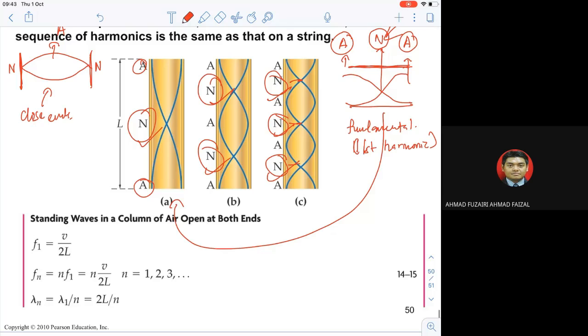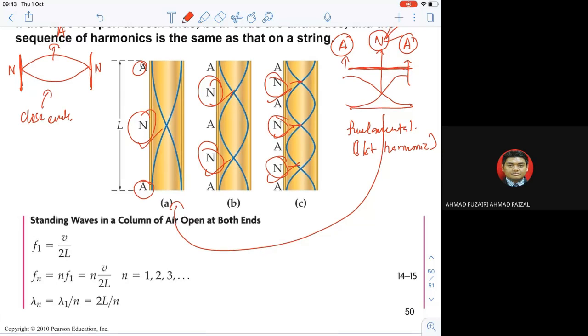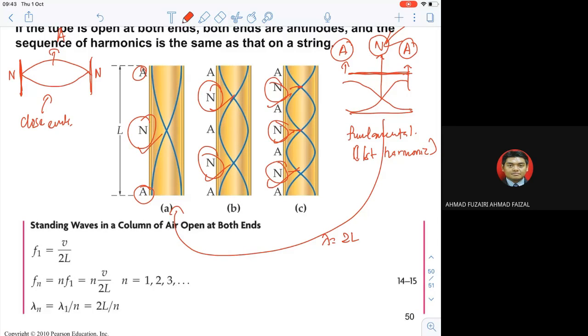Okay, so look at the last thing. For the open end, also the same. Okay, lambda is 2L. Lambda 1 is 2L. So F1 is equivalent to V over 2L. And for F2, again, 2 times F1. F3, 3 times F1. Okay, so just use the same concept as the one we did on the closed end.